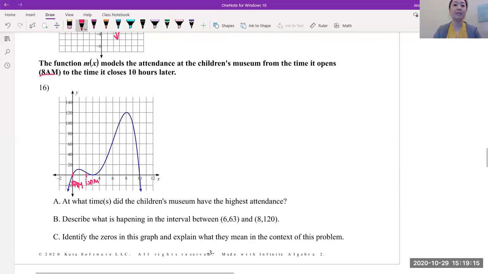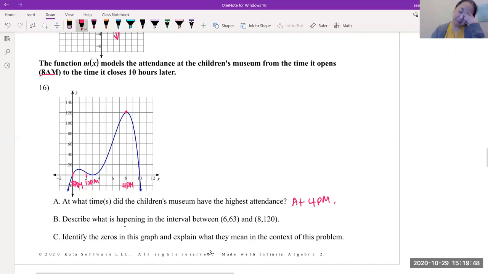All right, so at what time or times did the Children's Museum have the highest attendance? We're like, oh, the maximum, right here. Boom, easy. If we look at that, oh, that's at 8. That's not 8 o'clock. If you say 8 o'clock, that's wrong, because remember, it's 10, 11, 12, and then we have to go back to 1 p.m., 1, 2, 3, 4. So this is 4 p.m. right here. Done.